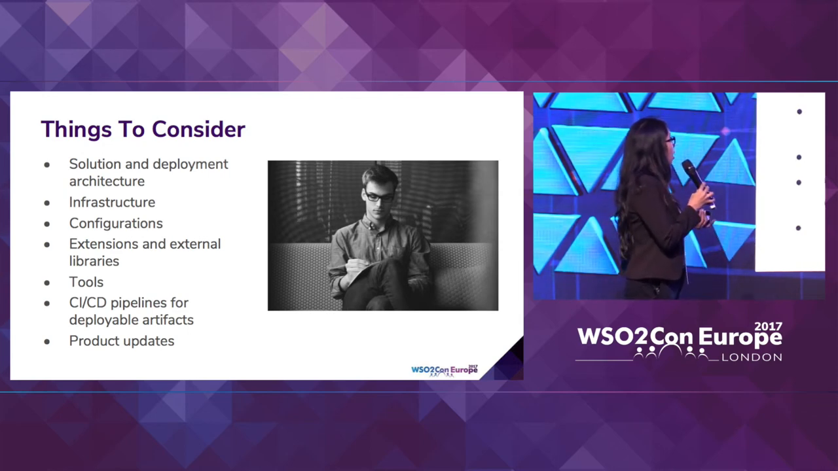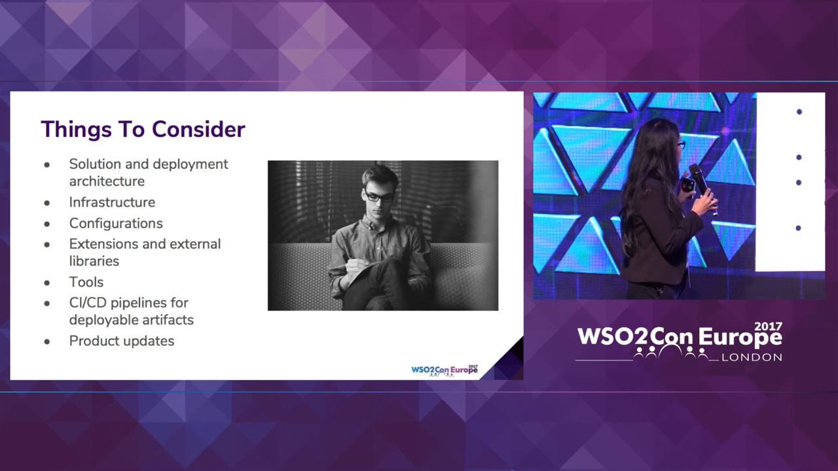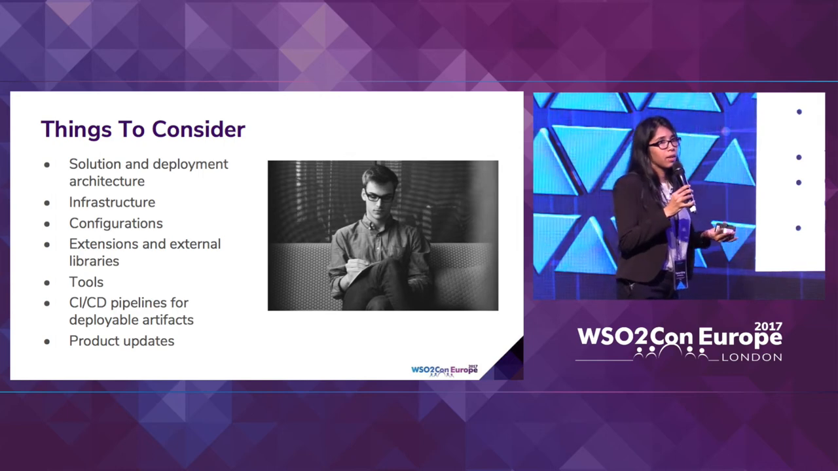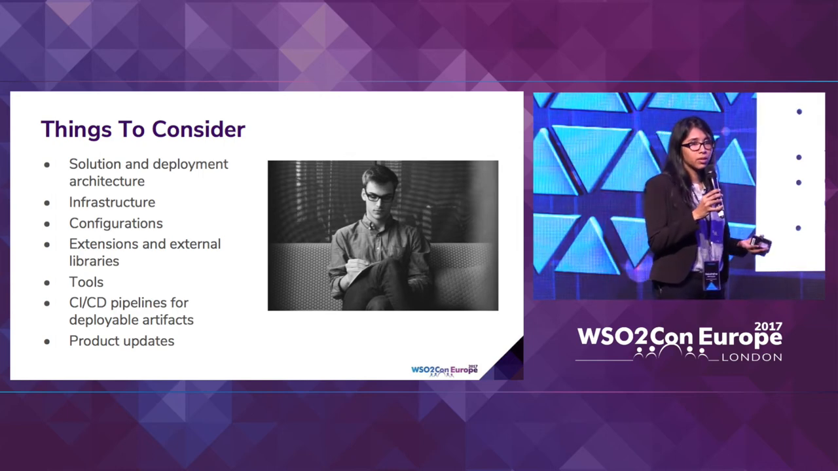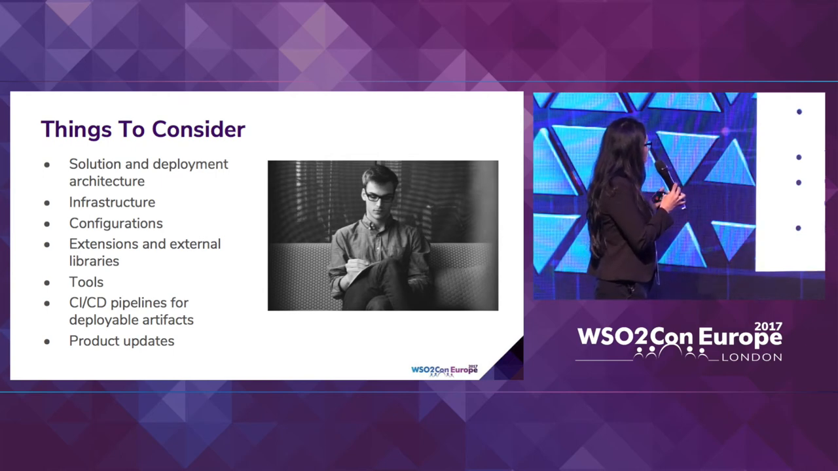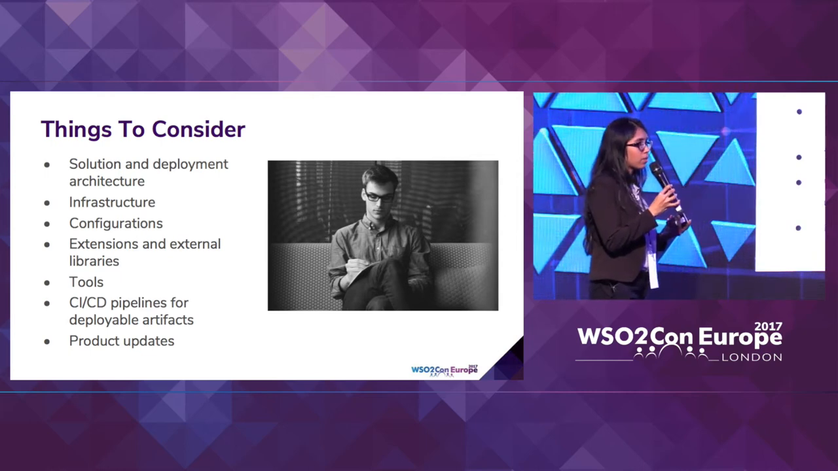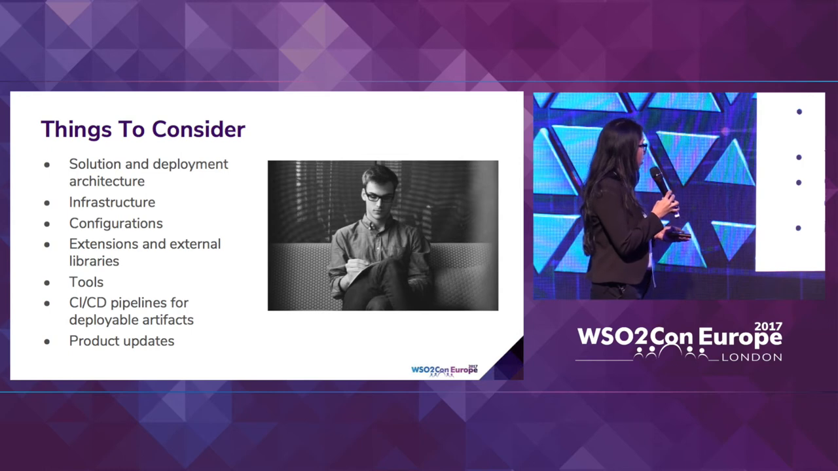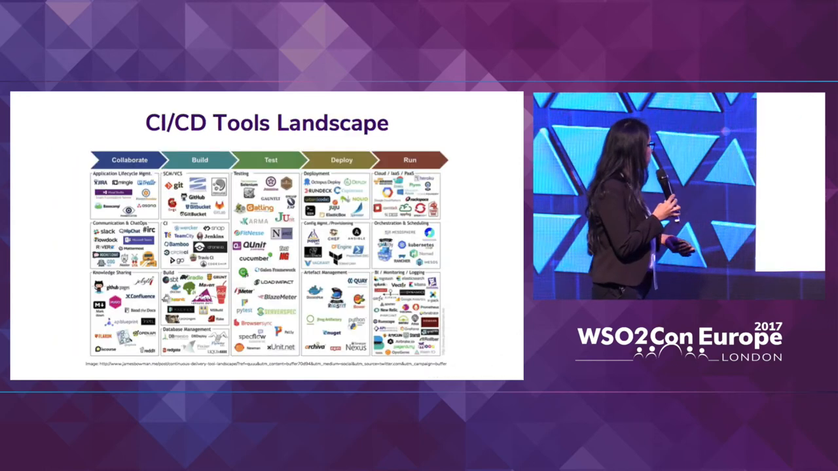And then you need to figure out what tools are needed to create a CI/CD pipeline, and also figure out the CI/CD pipeline for deployable artifacts. So deployable artifacts can be APIs, proxy services, sequences, and so on. So product updates is also something you have to consider now that we have the WSO2 Update Manager. So if you want to push updates into production, then you also have to consider the product update process.